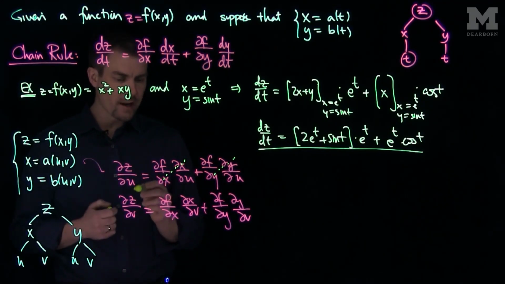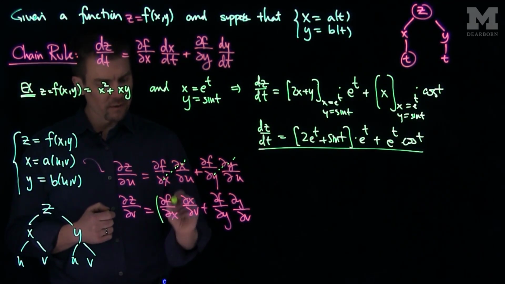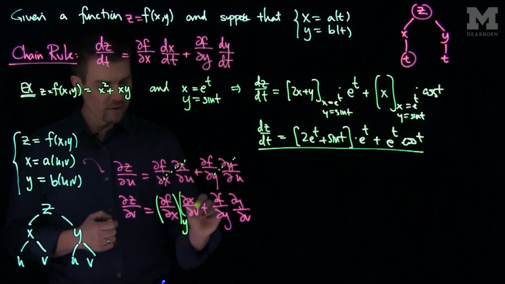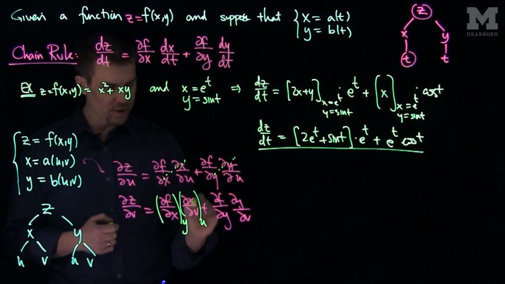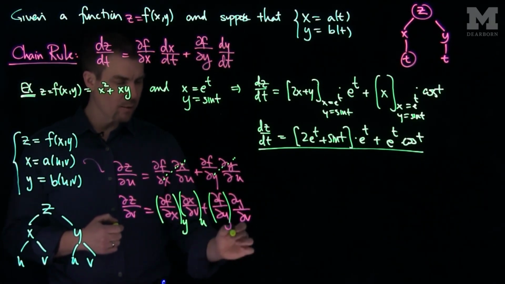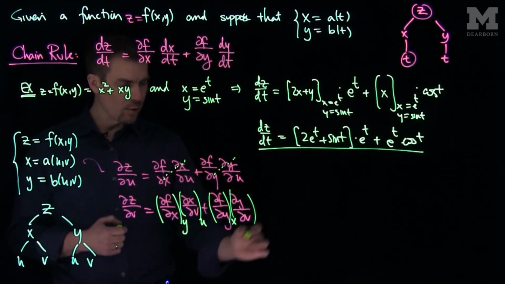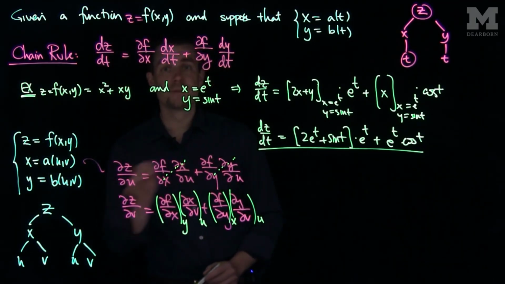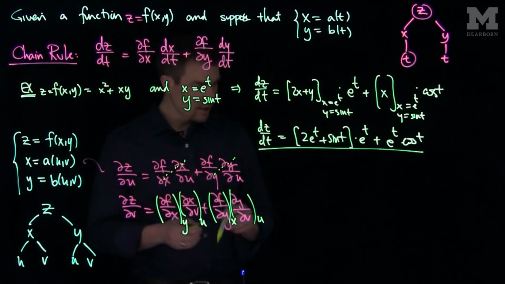Now we should also point out what we're doing here. When we're doing the derivative of f with respect to x, we're treating y as a constant. When we do the derivative of x with respect to v, we're treating u as a constant. When we do df dy, we're treating x as a constant, and when we do dy dv, we're treating u as a constant. So understanding what we're treating as a constant is very important for the chain rule. So let's see an example of this.